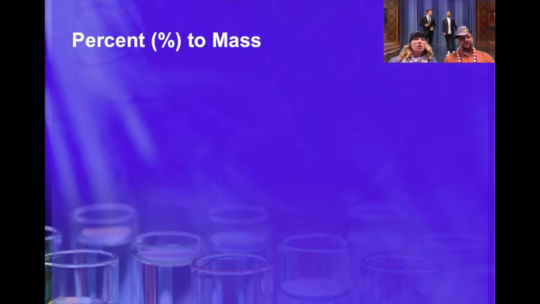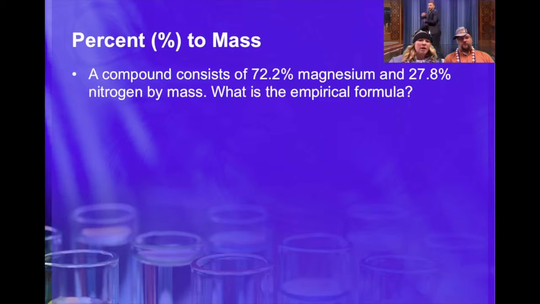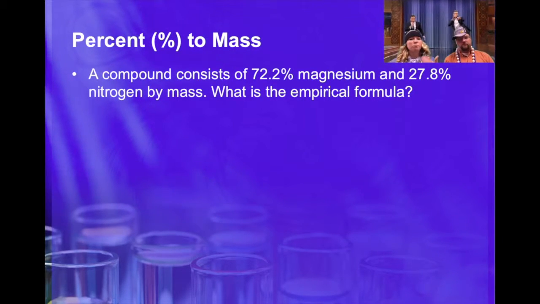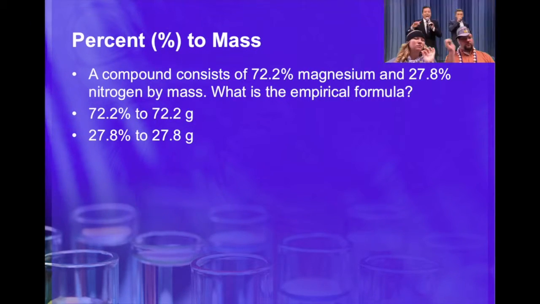So we're going to combine these. We're going to do 2 steps at one time, to make it a little quicker here. So percent to mass. Here's our compound. We got 72.2 grams magnesium, 27.8 grams of nitrogen. So, percent to mass, done. Just switch it. Nice and easy.